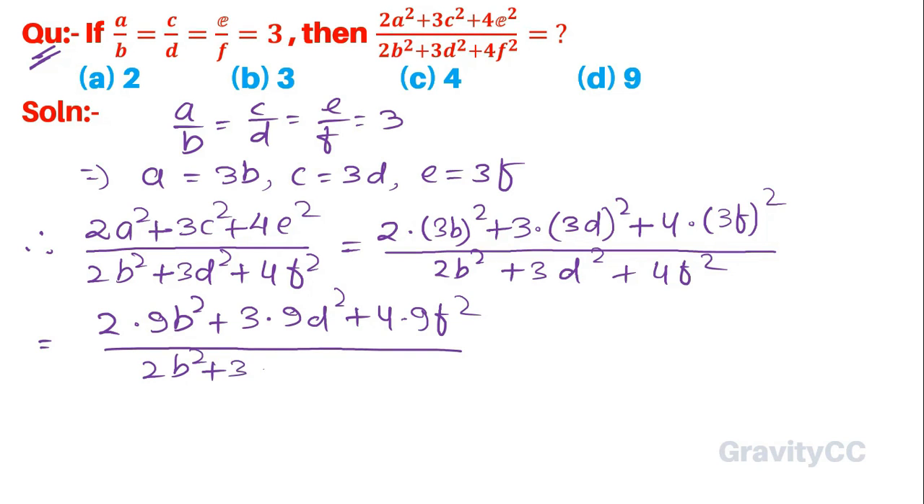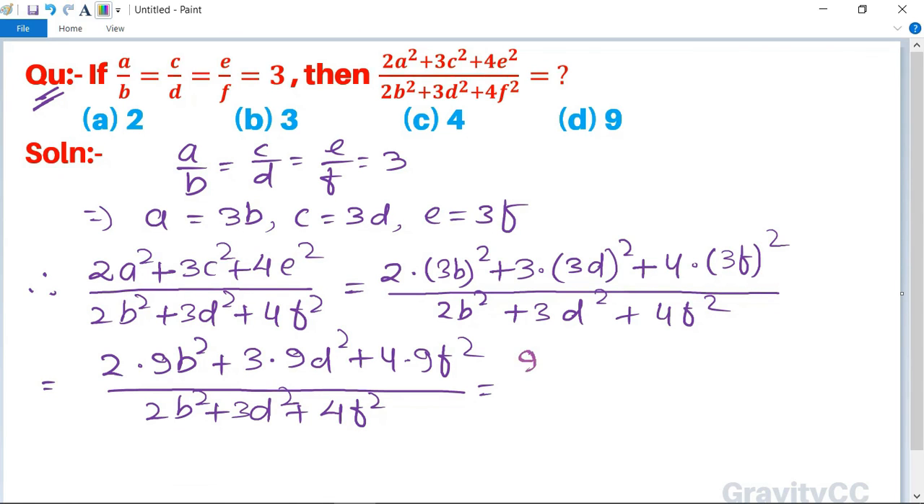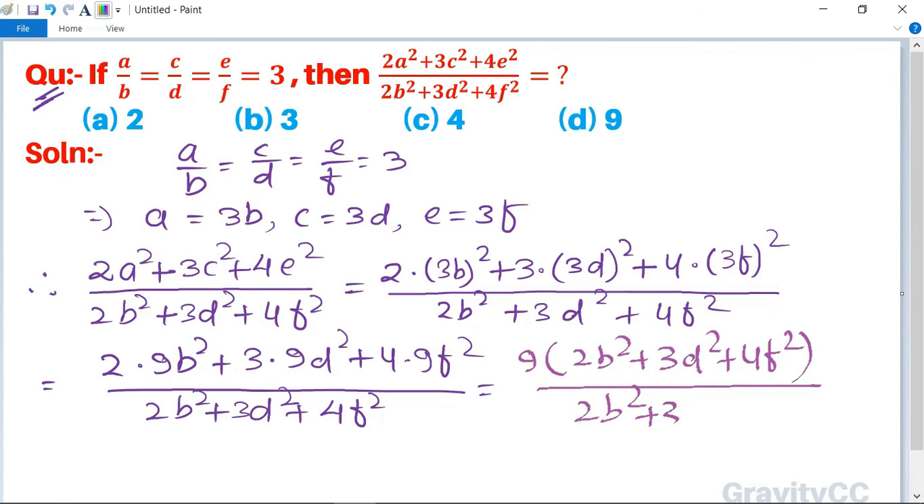2b square plus 3d square plus 4f square. Taking 9 as a common from the numerator, we get 9 into 2b square plus 3d square plus 4f square upon 2b square plus 3d square plus 4f square. So this one is cancelled, so it is equal to 9. Answer. So option D is the correct answer.